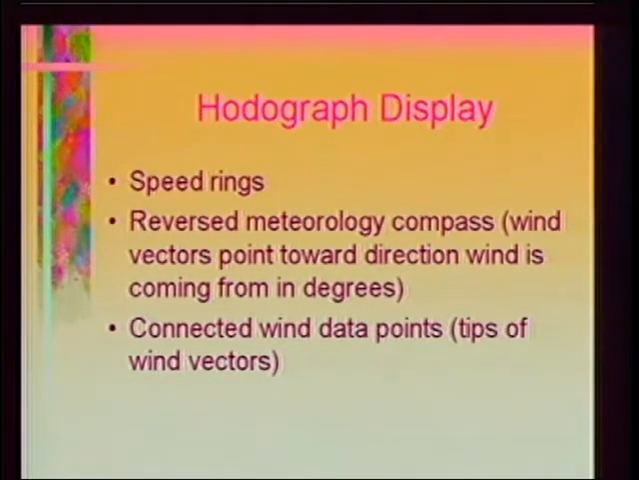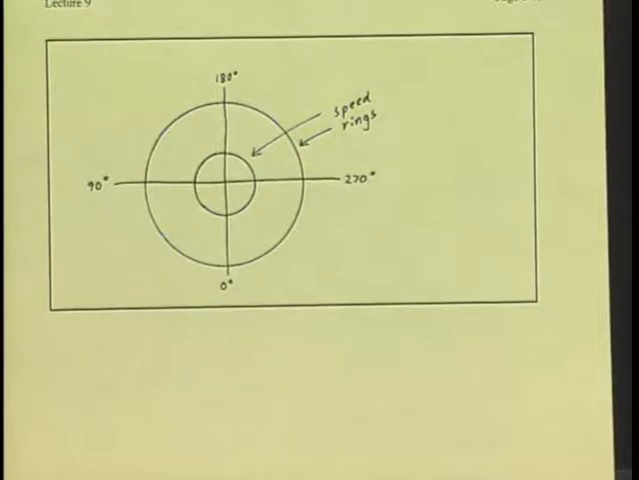The hodograph is composed of speed rings, and it has a reversed meteorology compass. The wind vectors point toward the direction the wind is coming from in degrees. And after these wind vectors are drawn in, the tips of the wind vectors are connected to each other to produce the hodograph output that you'll commonly see when you pull up a hodograph. On the overhead camera, we'll take a look at the basic features of the hodograph.